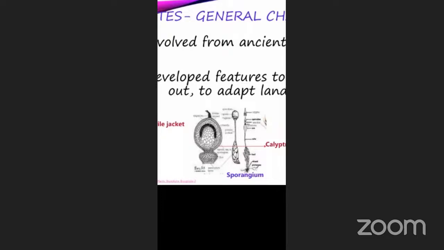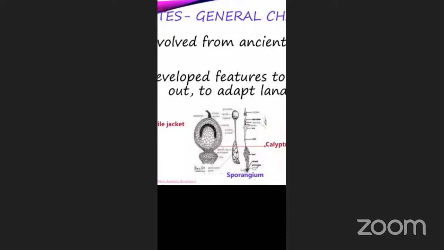Which one? An anchor-like structure. Anchor means supporting, fixing. Yeah, supporting or fixing. Definitely. So that foot is fixed or embedded in the gametophyte, the sporophyte is fixed into the gametophyte.